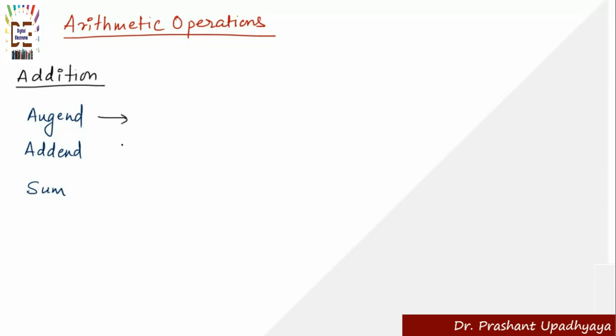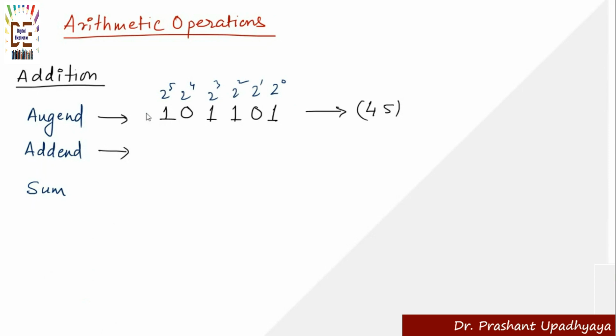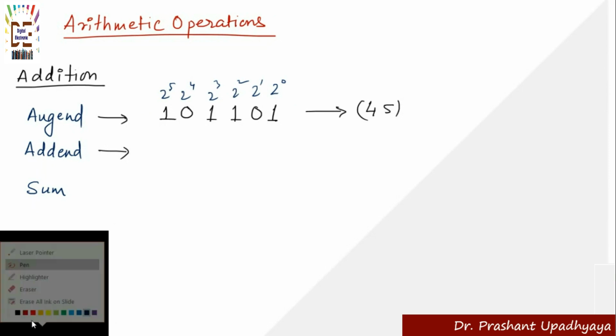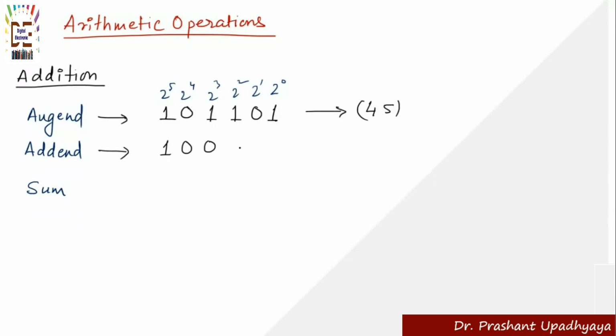Let's say I have an augend as 1 0 1 1 0 1. Can you tell me what the decimal equivalent of this is? The decimal equivalent is 45. How did you calculate it? Simply by writing 2 raised to power 0, 2 raised to power 1, 2 raised to power 2, 2 raised to power 3, 2 raised to power 4, 2 raised to power 5. And suppose I have an addend like 1 0 0 1 1 1. What will be the answer of this? 39.